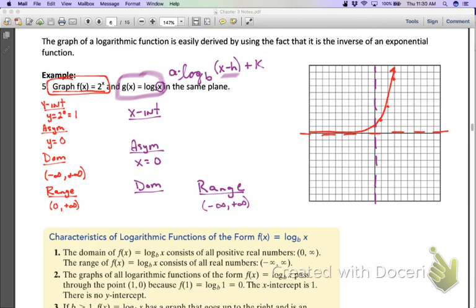Now, domain is all dependent, is it on the left side, is it on the right side? So if it's on the right side, it's going to go from your asymptote to positive infinity. If it's on the left side, it's going to go from negative infinity to that value.